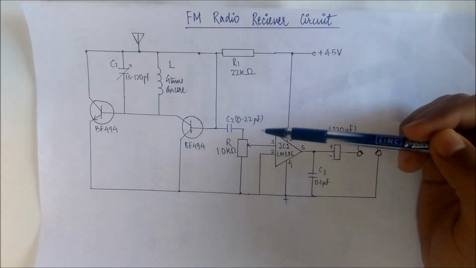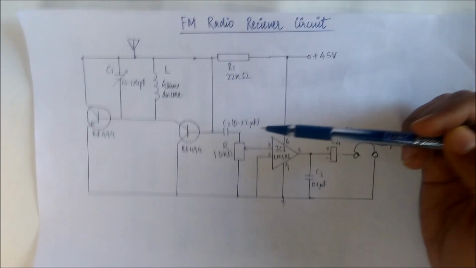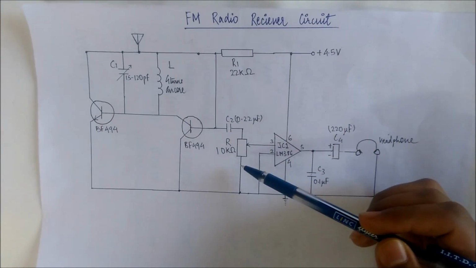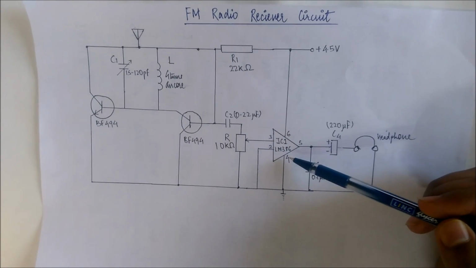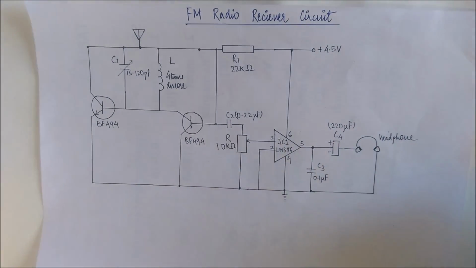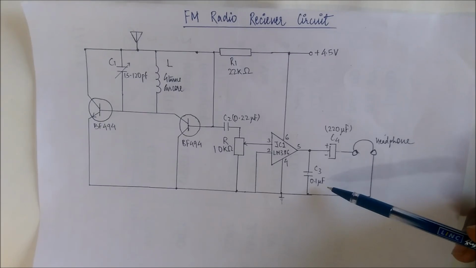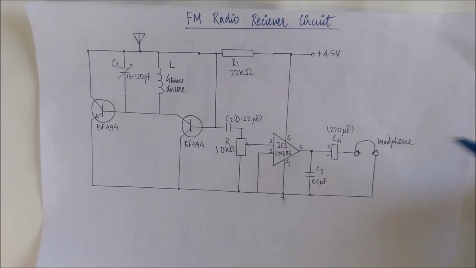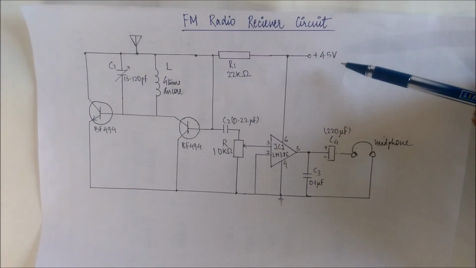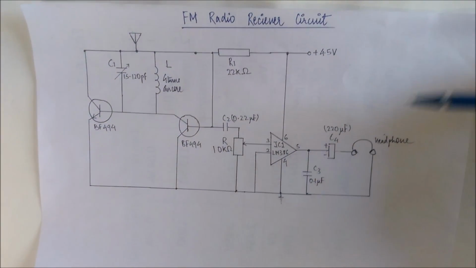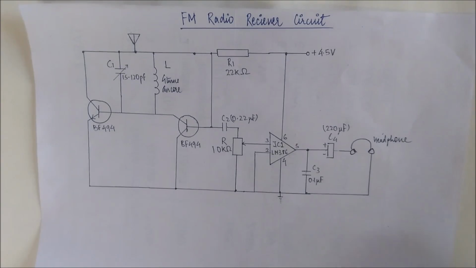We have a C2 capacitor of 0.22 microfarad. We again have a load resistance of 10 kilo ohm. We have an LM386 operational amplifier. We have a C3 of 0.1 microfarad and we have an audio jack connected to a headphone and we have a 0.45 volt battery. So how does this circuit work?